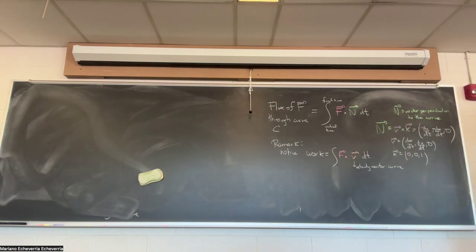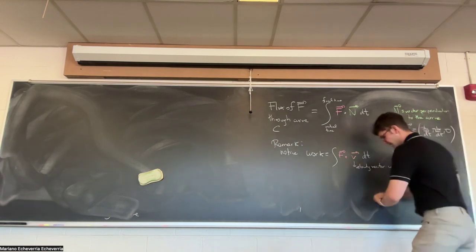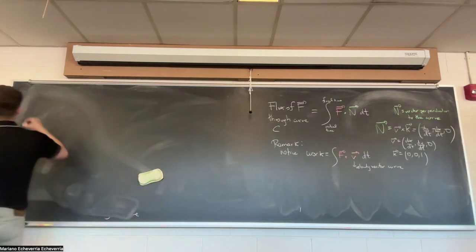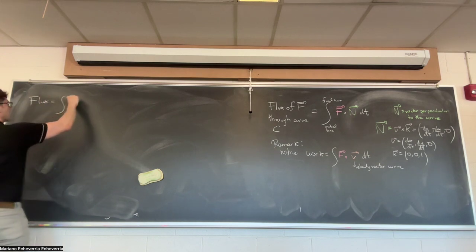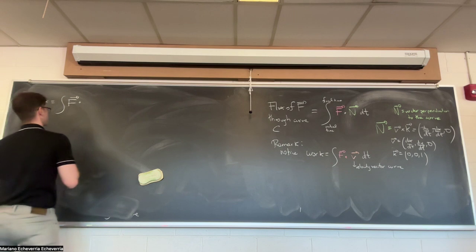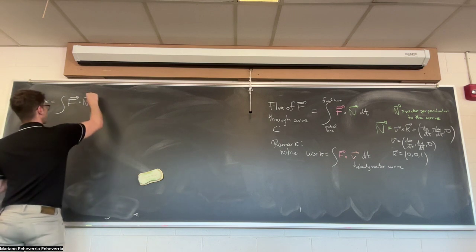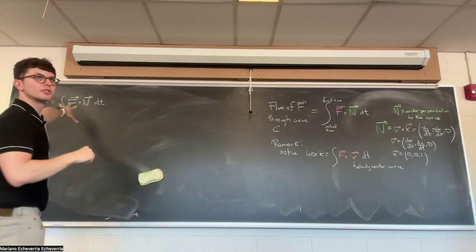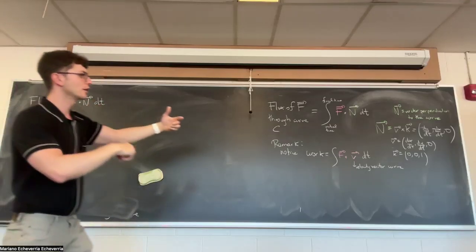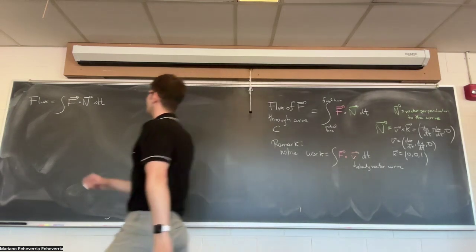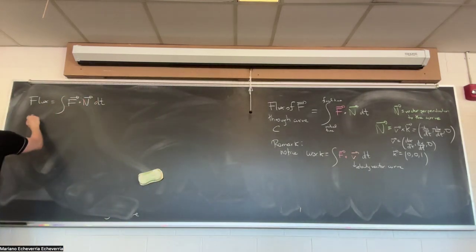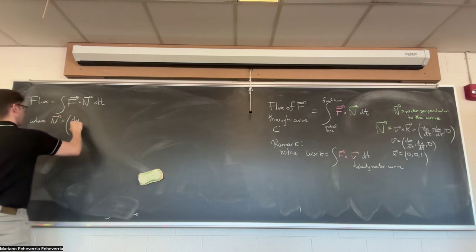So let me write everything down again, more concretely. What I'm trying to say is that the flux is going to be this, where the normal vector is (dy/dt, -dx/dt, 0). This formula for the normal vector is on the formula sheet on the final, by the way, but it's still useful to know.